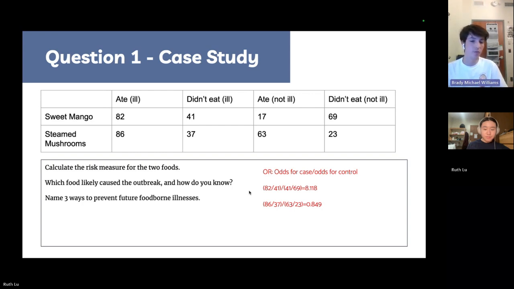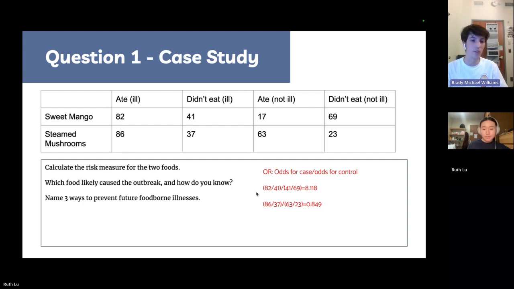And one thing to consider is there can be some confounding. So it's not necessarily the case that eating the steamed mushrooms, for example, makes you less likely to get the disease. It's probably just that the people who ate the steamed mushrooms were less likely to eat the sweet mango. And then 3 ways to prevent future foodborne illnesses.